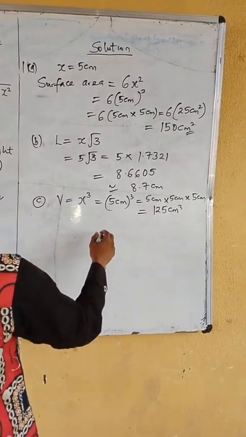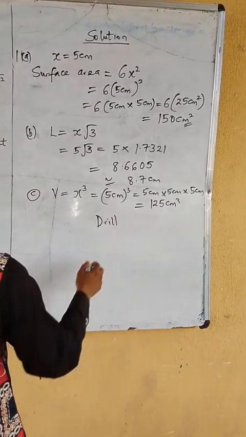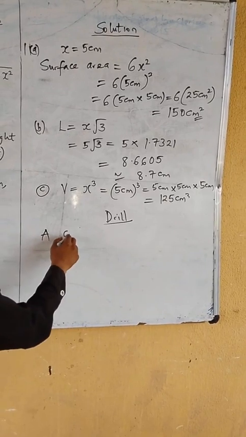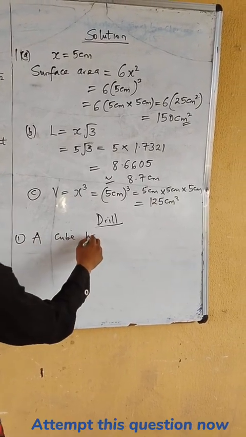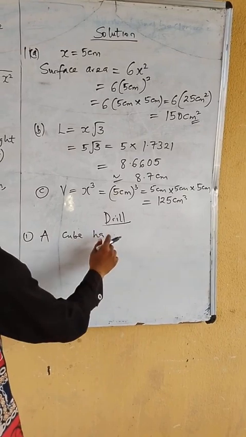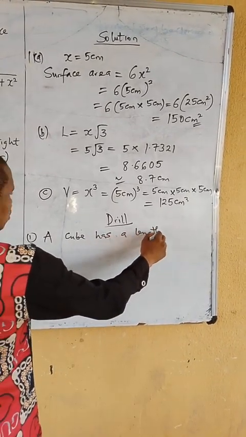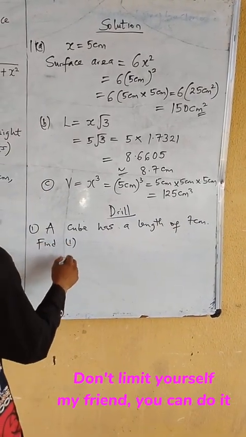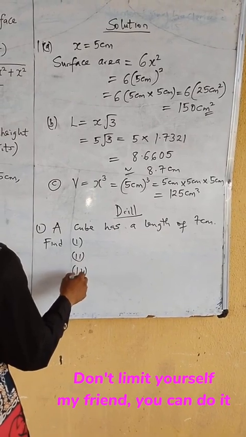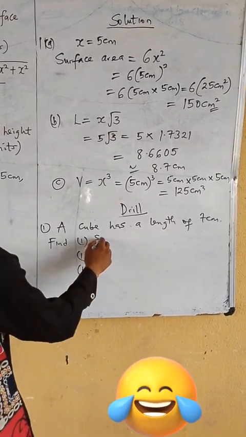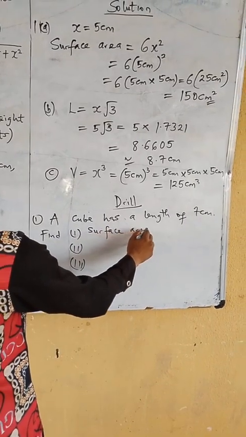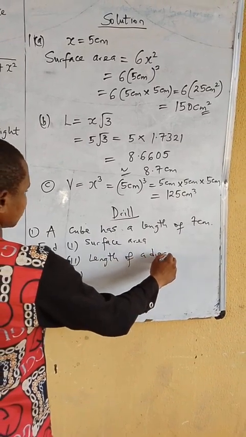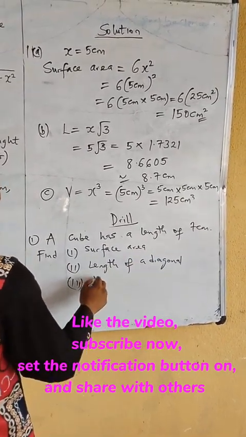So I want to encourage you to solve this same question, but the length has changed. A cube has a length of 7 centimeter. Find (i), (ii), (iii): find the surface area, the length of a diagonal, then the volume.